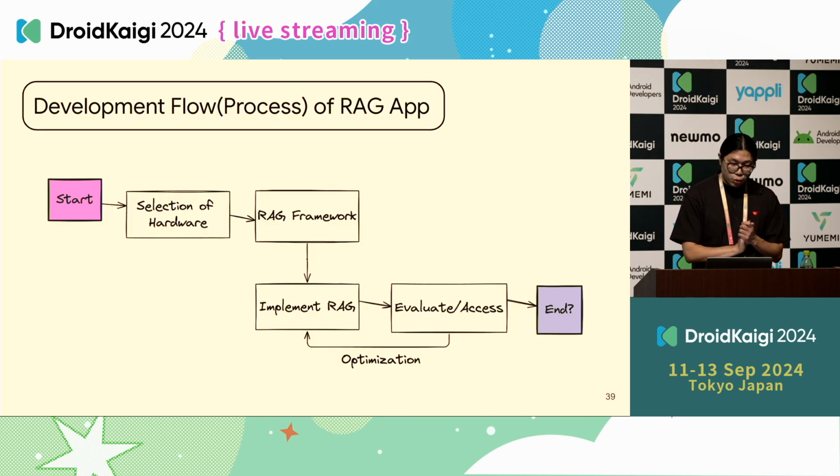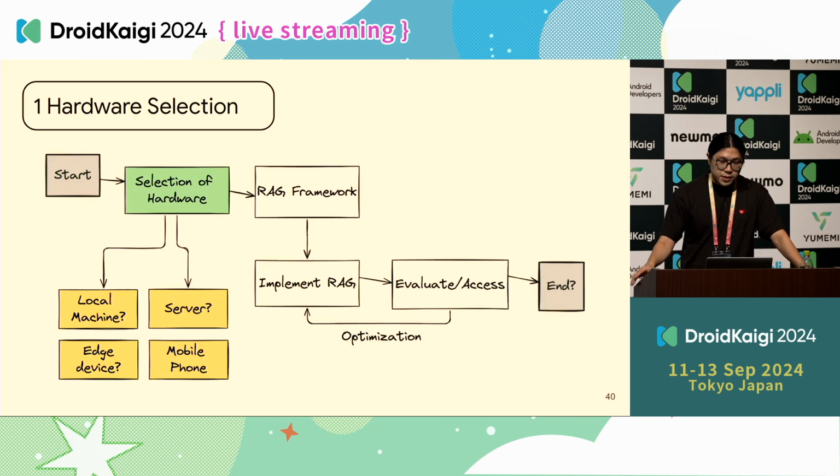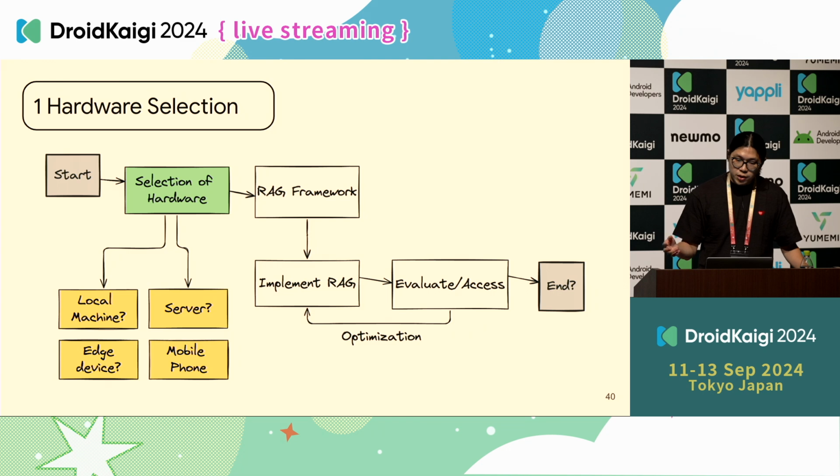Next, I would like to talk about the development process of RAG. This diagram shows the process when I developed the RAG app. The first step is the hardware selection. You need to decide whether to run it on your cloud server, on your local machine, on your laptop, and so on.